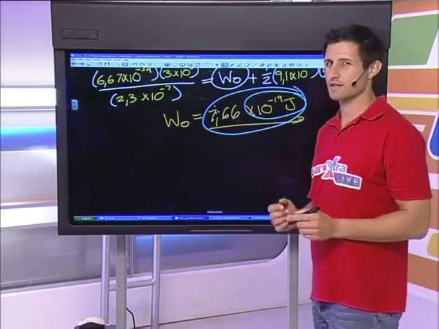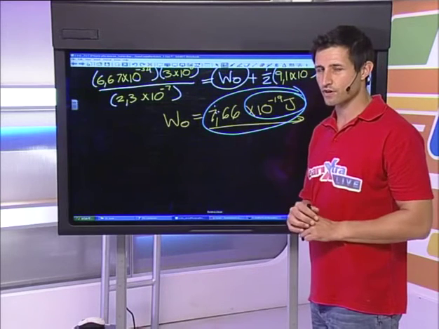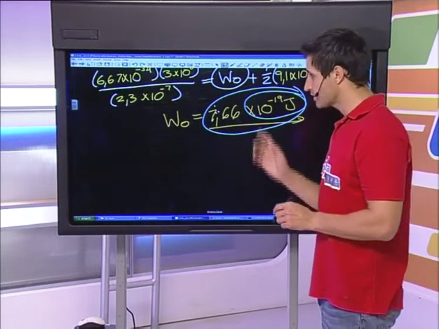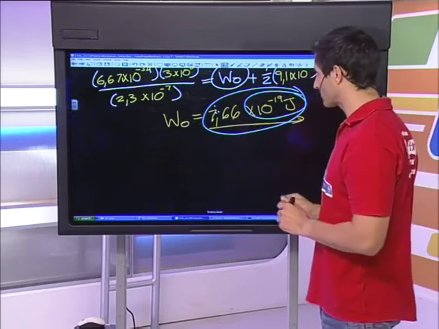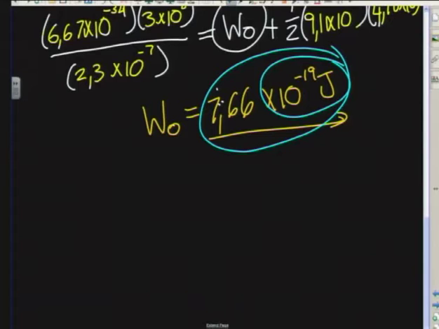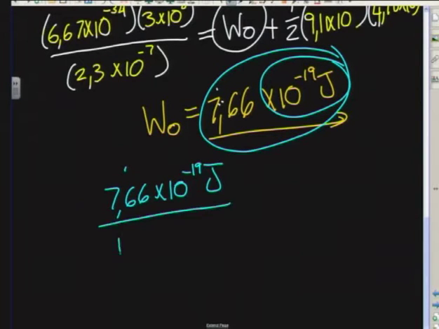Times 10 to the minus 19. That sounds very, very familiar. That sounds like the charge on an electron. So what I can do to change this into electron volts is actually divide. You take your energy in joules and divide by the charge on an electron. So I'm going to take 7,66 times 10 to the minus 19 joules and divide it by 1,6 times 10 to the minus 19.